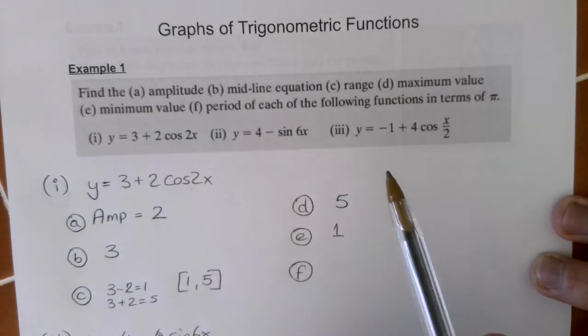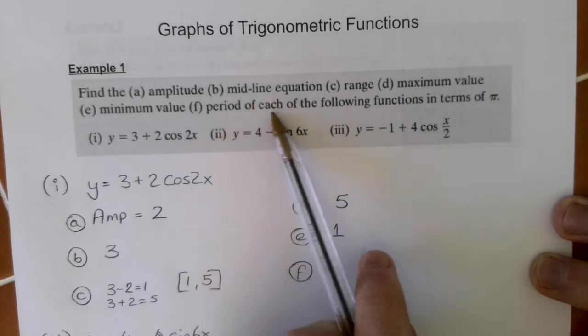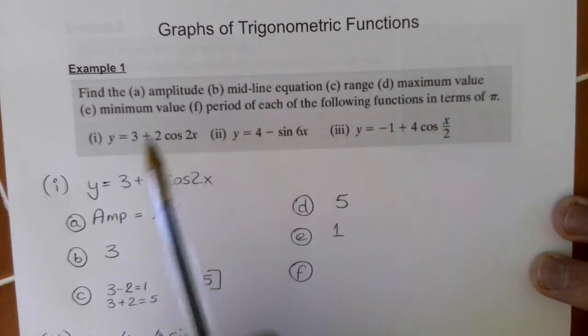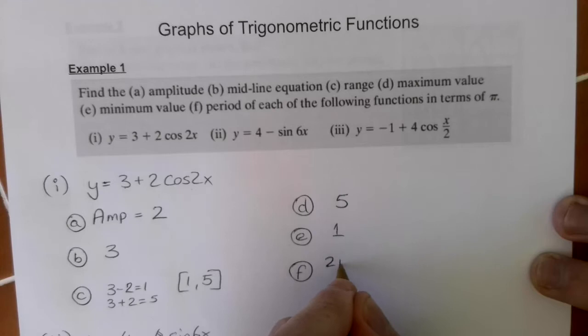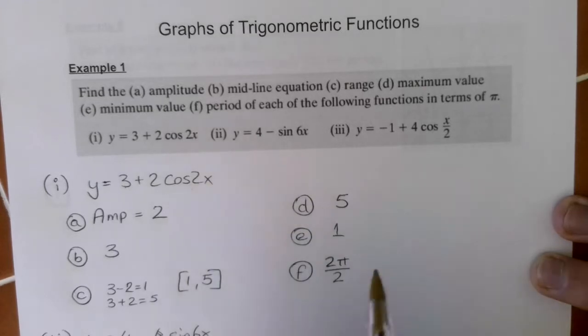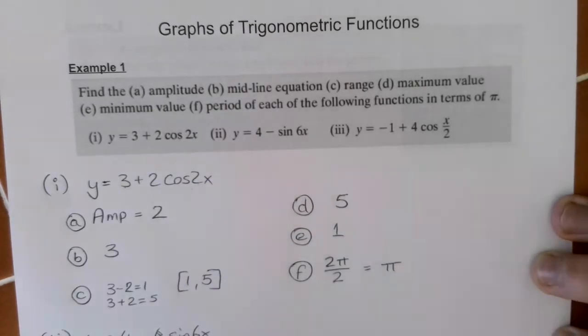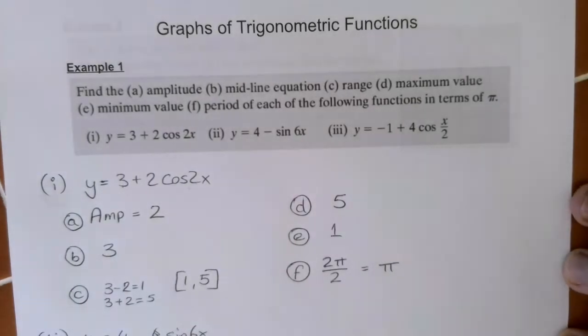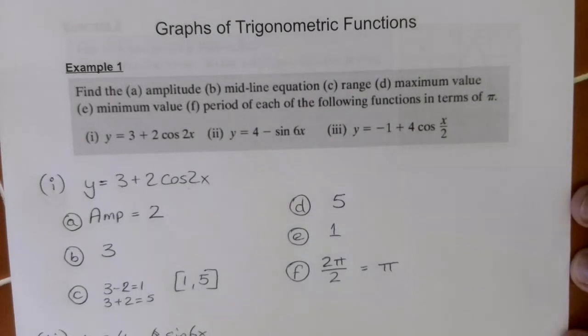And then finally, the period of each of the following functions in terms of pi. It's going to be 2 pi, which is a general function, and then we're going to divide by 2 since there's a 2 here. That means the period is pi. What that actually means is it's going to repeat every pi. So every 180 degrees, that function is going to repeat.